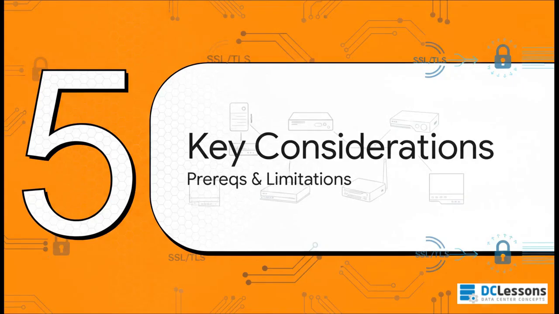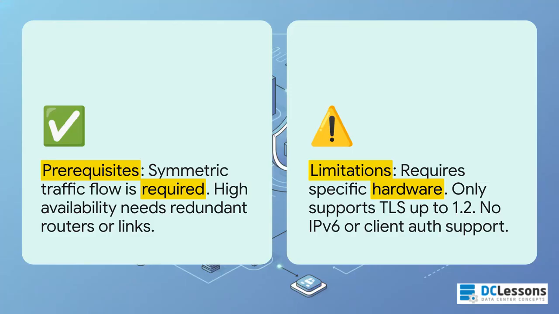Okay, hold on. Before you get all excited and start deploying this everywhere, we need to talk about some really important prerequisites and limitations. Seriously, this is not a feature you can just flip on without some careful planning. First, let's talk prerequisites. The big one is symmetric traffic flow. That just means the traffic has to go out and come back through the same device. It's a must-have.